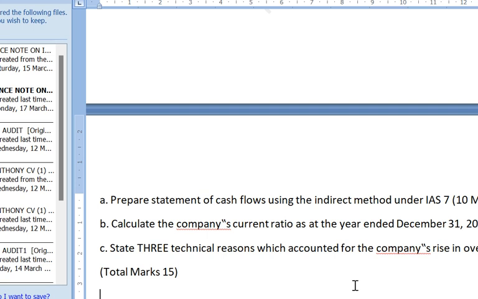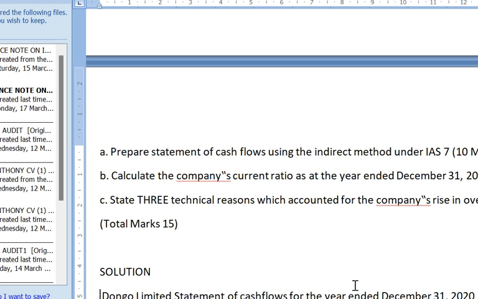Calculate the company's current ratio as at the year ended 31st December 2019 and 2020. State three technical reasons which accounted for the company's rising overdraft for the two years. Total is 15 marks. So if you see this kind of question in your exam, you should be glad that you are going to deal with them as you should. And that's that for that. So let's quickly go to the solution.